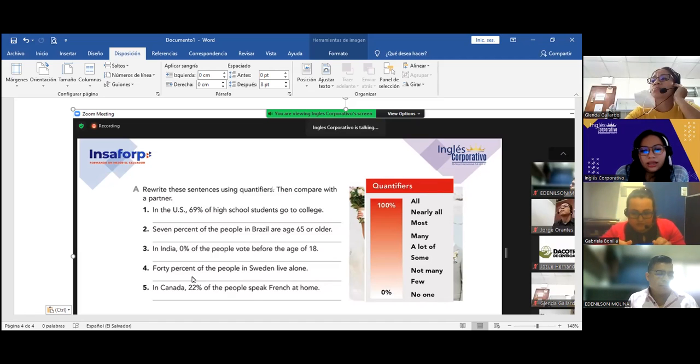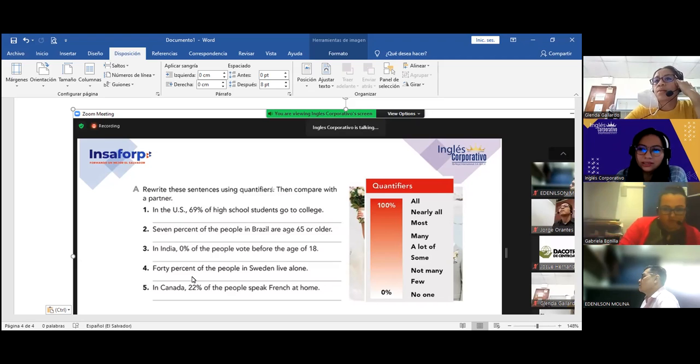So let's take this one. Tomemos este como referencia. People from 65 or older. ¿Cuál será nuestro porcentaje de personas que tienen entre 65 y más años? What is the percentage in El Salvador? Is it 7%? No, creo que solo son 7%. I guess no, we have more. No, it's more. It's more, right? For me, yes? For me, many people in El Salvador. Many. Exactly. Yes. So you see, como no sabemos el porcentaje exacto, para eso utilizamos quantifiers, para expresar un estimado.